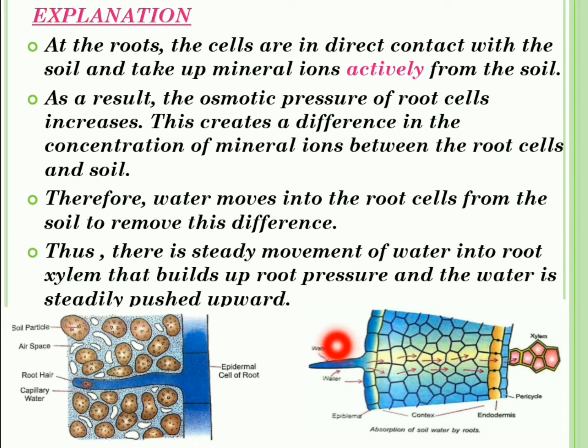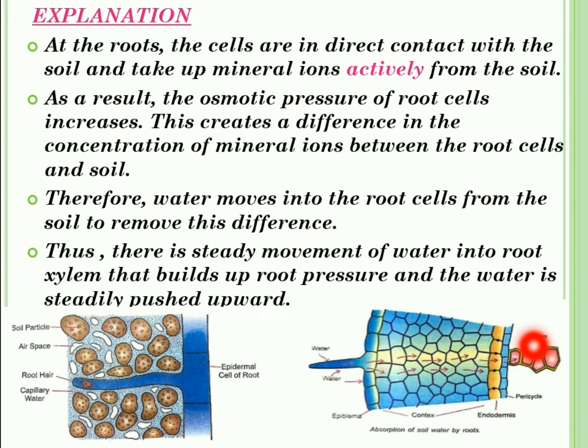root cells. So, as a result, the osmotic pressure of the root cells increases. This creates a difference in the concentration of mineral ions between the root cells and the soil. Therefore, water moves into the root cells from the soil to remove this difference. Thus, there is a steady movement of water into the root xylem from the root cells that builds up root pressure and the water is steadily pushed upward.